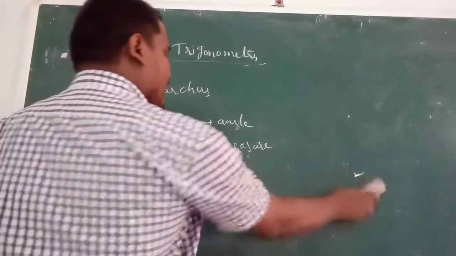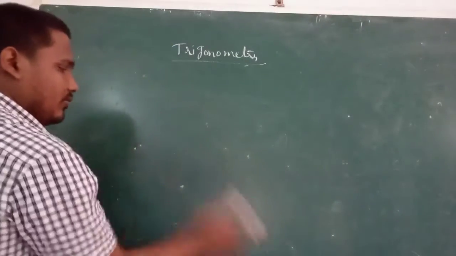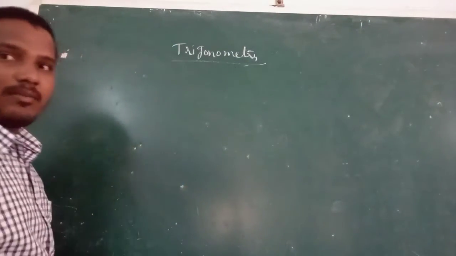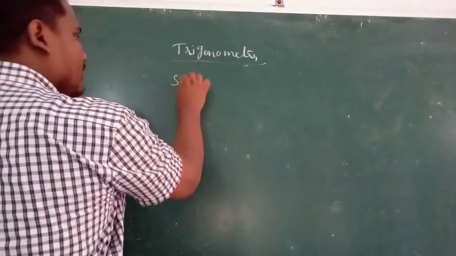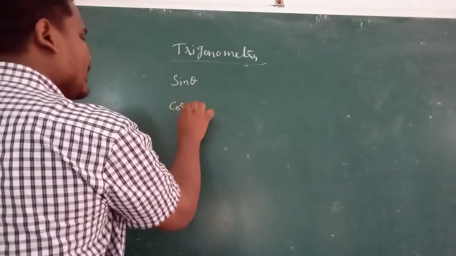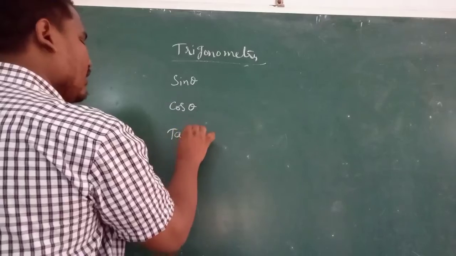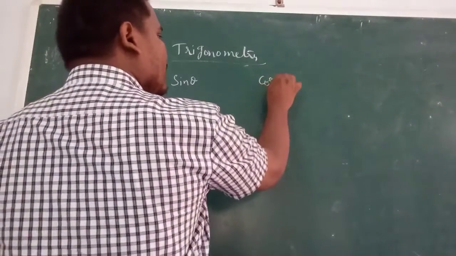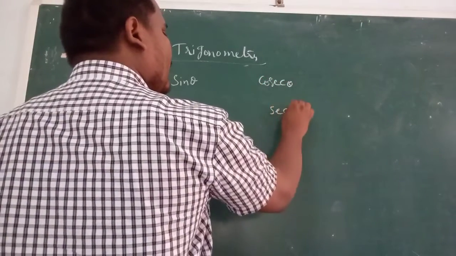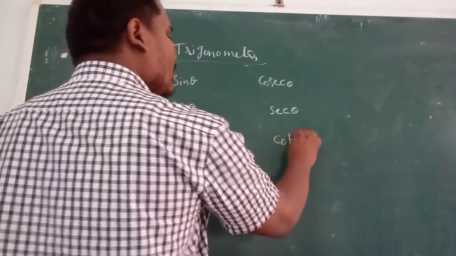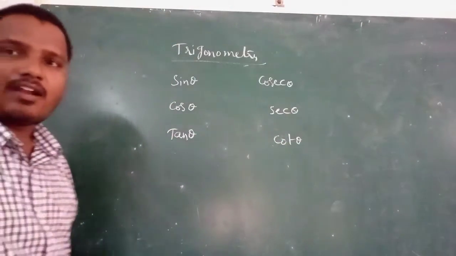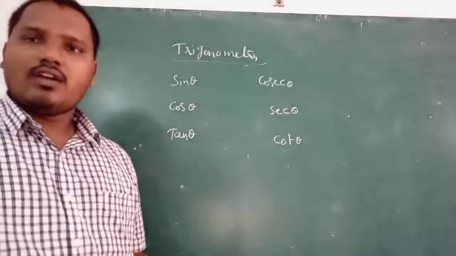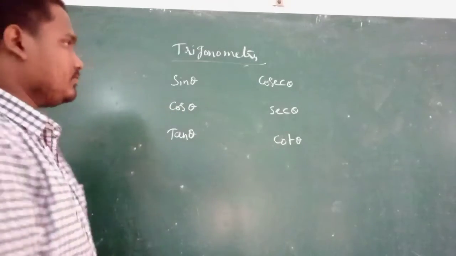Here we are applying 6 parameters: sin theta, cos theta, tan theta, cosecant theta, secant theta, and finally cot theta. These are the 6 parameters which we use in trigonometry.